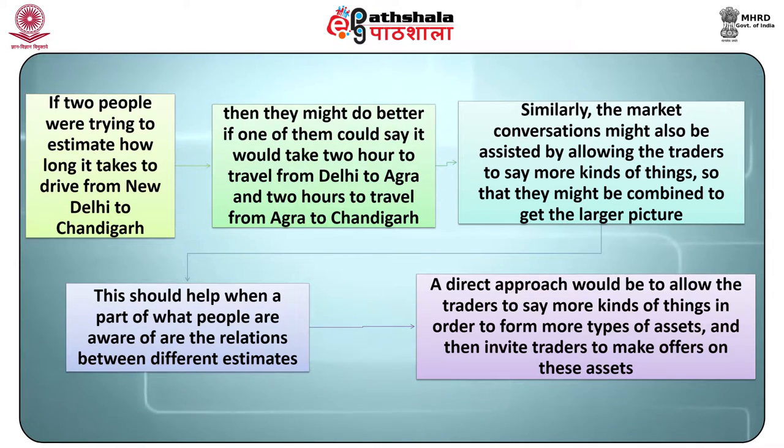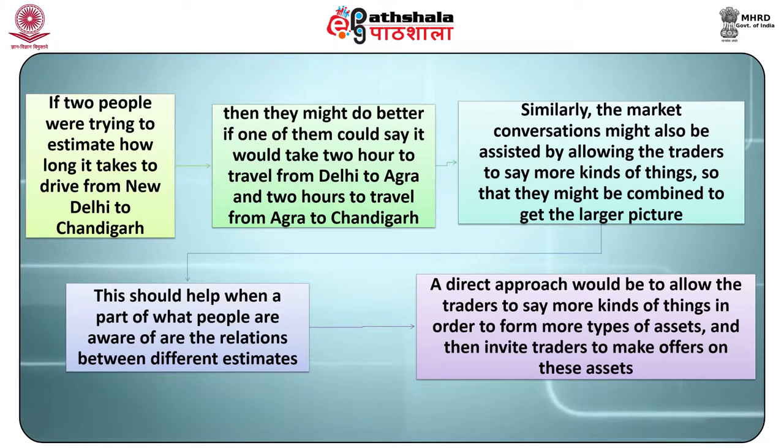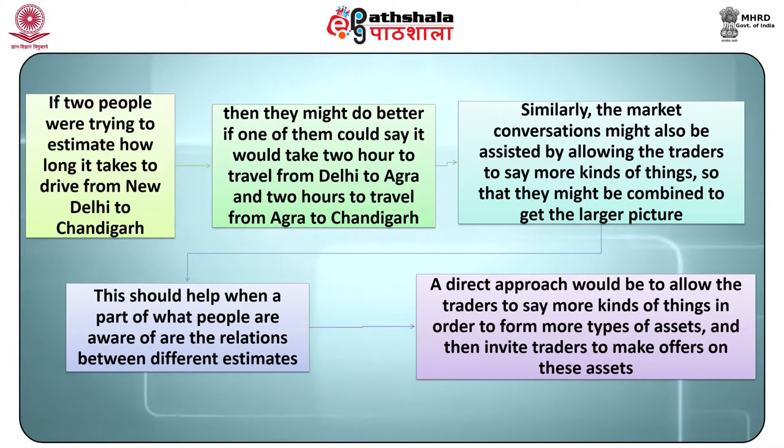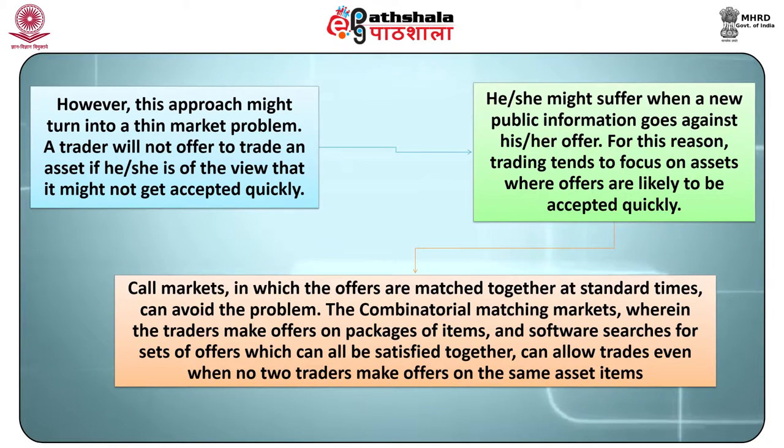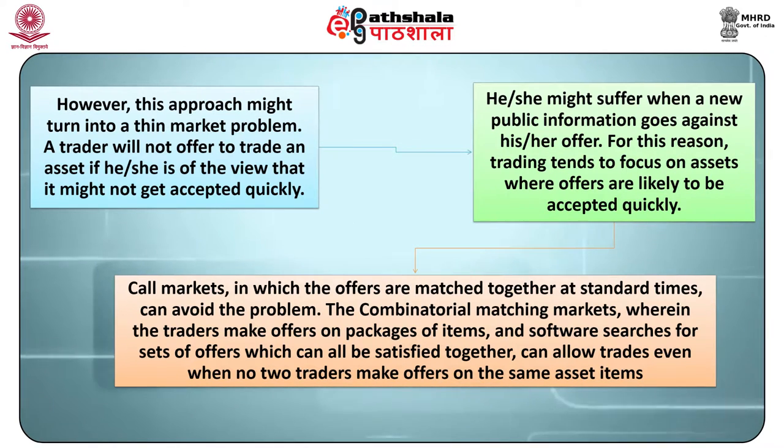A direct approach would be to allow the traders to say more kinds of things in order to form more types of assets and then invite traders to make offers on these assets. However, this approach might turn into a thin market problem. A trader will not offer to trade an asset if she or he is of the view that it might not get accepted quickly. He or she might suffer when new public information goes against his or her offer. For this reason, trading tends to focus on assets where offers are likely to be accepted quickly.